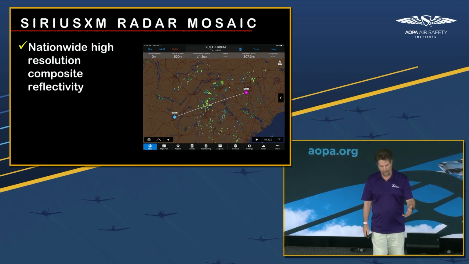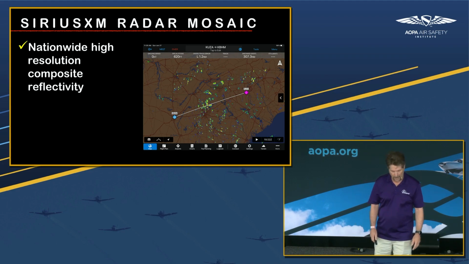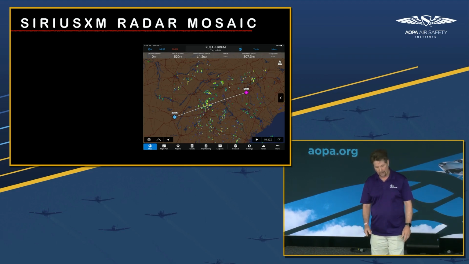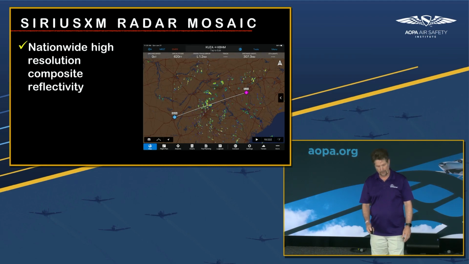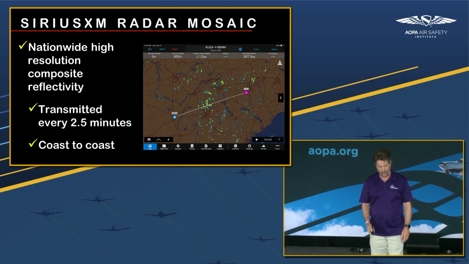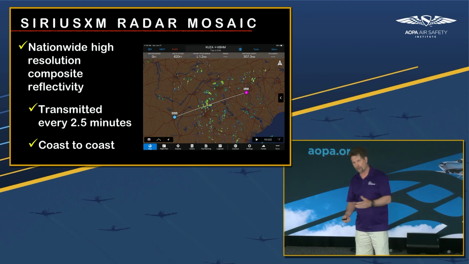Whereas SiriusXM gives you that high-resolution composite imagery. So here's the FISB image, and then the SiriusXM display. You can actually start to see more about what's out there. And it's transmitted every 2.5 minutes. And again, you get the same resolution coast to coast.